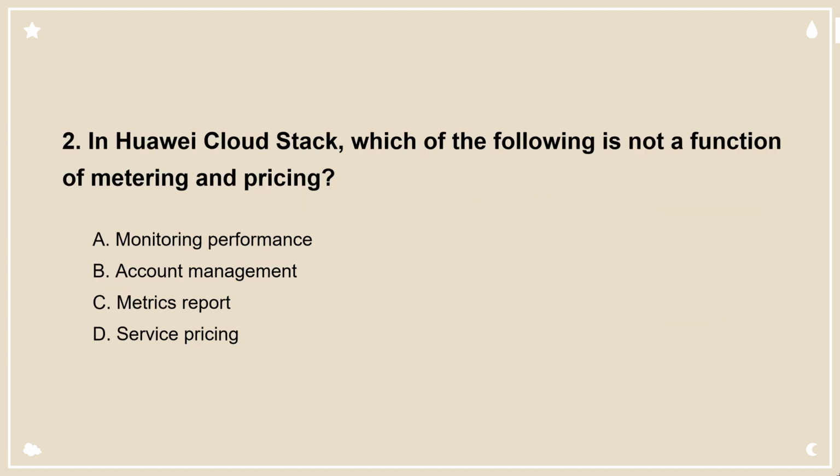So, the correct answer is: metering and pricing are all about tracking usage, generating reports, and setting service prices. Performance monitoring is about keeping the system running smoothly, which is a separate job managed by operational tools, not the metering and pricing system.